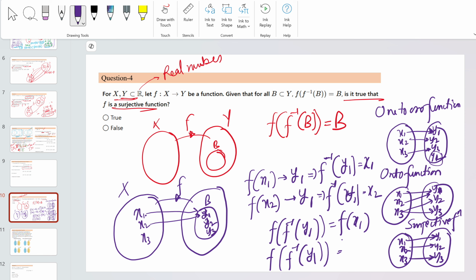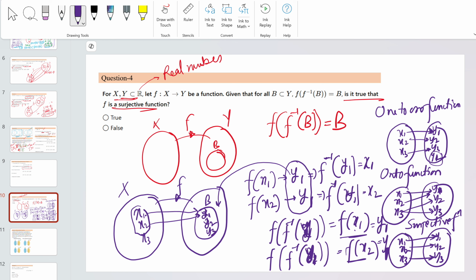Sorry, x1 and x2: f of f inverse, this is x1, and here this is y1, and y1 will be the function of x2. It means that this y1 was an element of y, and the same element is coming, that is equal to f(x1) and f(x2), because x1, x2 is a surjective function. So f(x1) is already equal to y1, and this is also equal to y1, okay. So it means that this criterion, that f of f inverse of B is equal to B, is only true when it is a surjective function, okay.